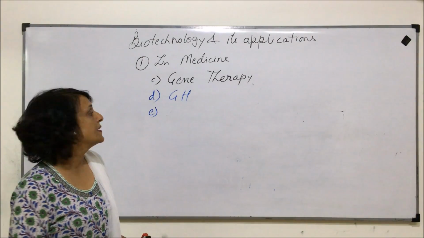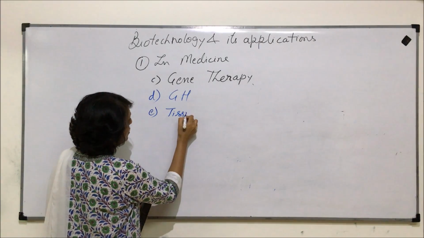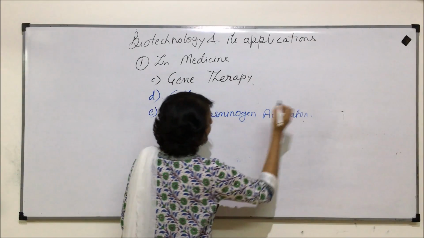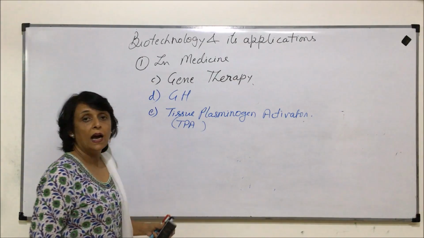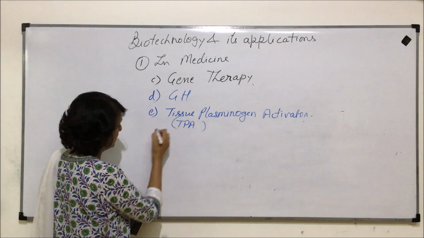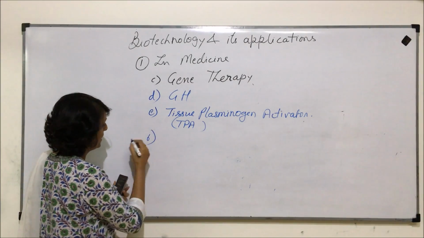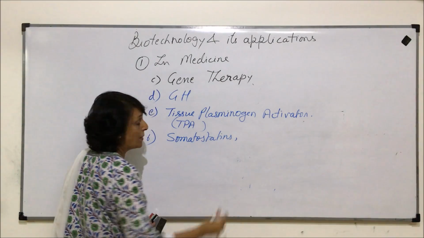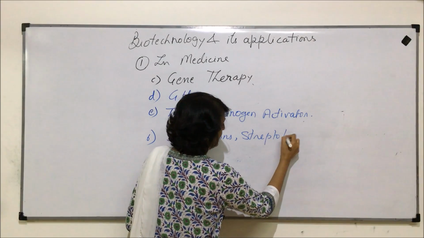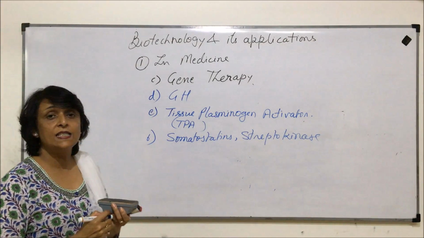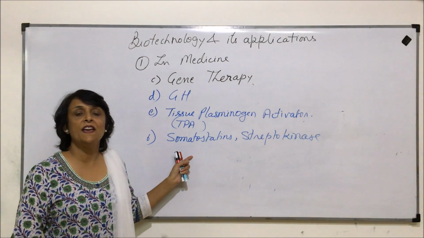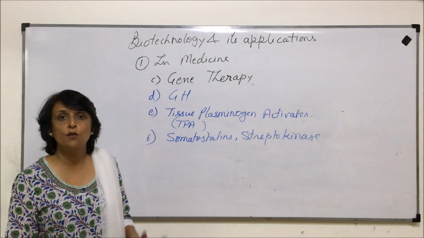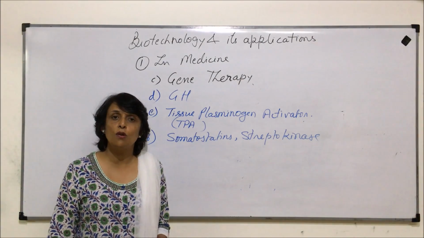Other substances which are synthesized, one is tissue plasminogen activator, and these activators are known as TPAs. Other substances which are used or synthesized by the same technique are somatostatins, streptokinase. These biochemical substances are used to treat various conditions in human body. For example, tissue plasminogen activator is used as a clot buster. It is used to dissolve the clot. Certain chemicals are used as immunosuppressants during organ transplantation.